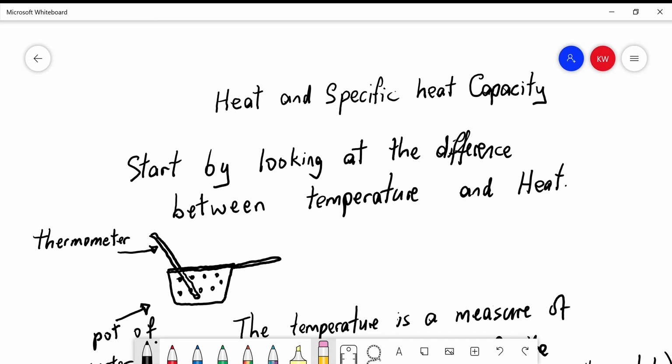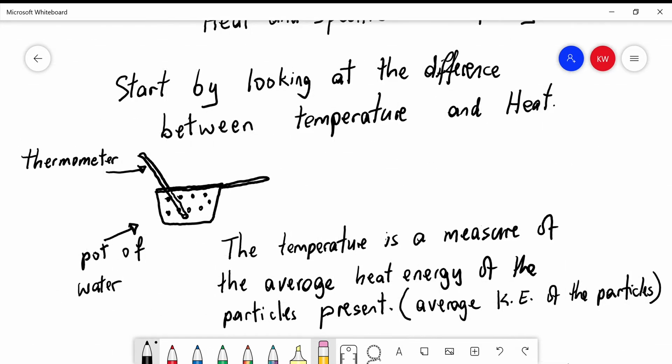So today we'll be looking at heat and specific heat capacity. We're going to start by looking at the difference between temperature and heat. Let's say we have a container or pot with water in it, and we have a thermometer here. The temperature is a measure of the average heat energy of the particles present. Sometimes you'll see the definition of temperature as the average kinetic energy of the particles.